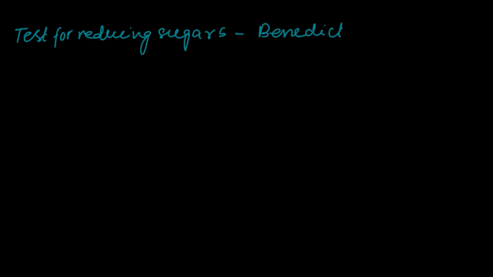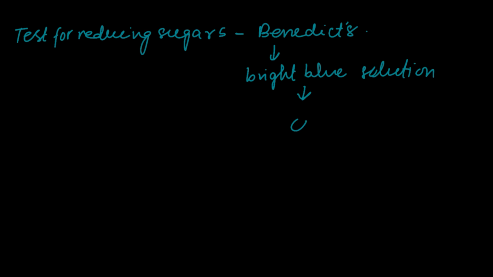So finally let's look at the test for reducing sugars. As we all know, it's very common, it's the Benedict solution test. Let's just go over this quickly. Benedict solution is a chemical reagent for testing reducing sugars. It's a bright blue solution because it contains copper 2 plus ions, and we all know copper 2 plus ions cause the color of the solution to become blue.